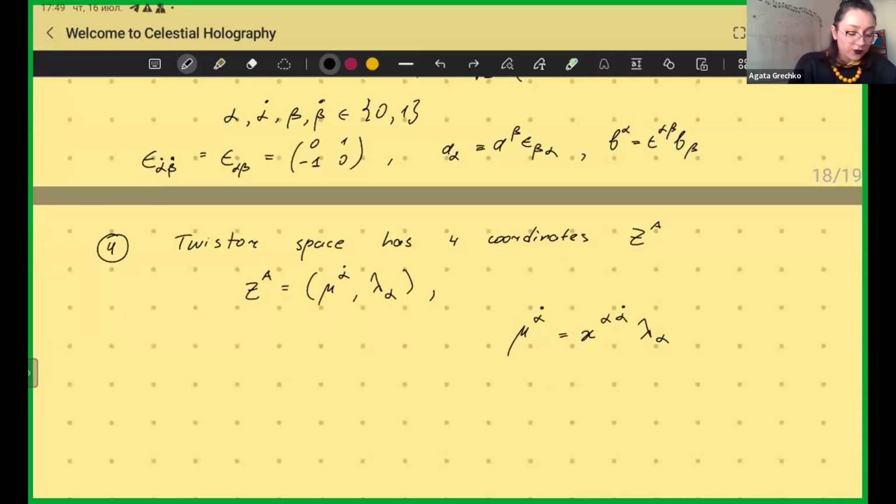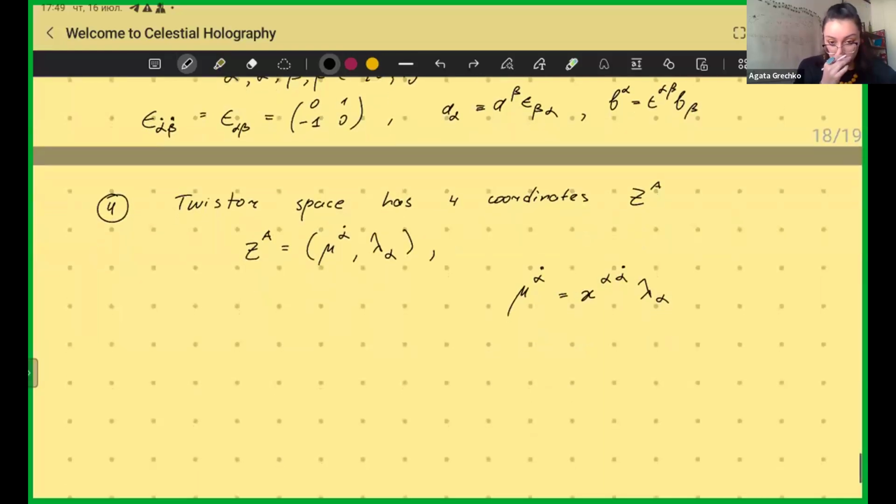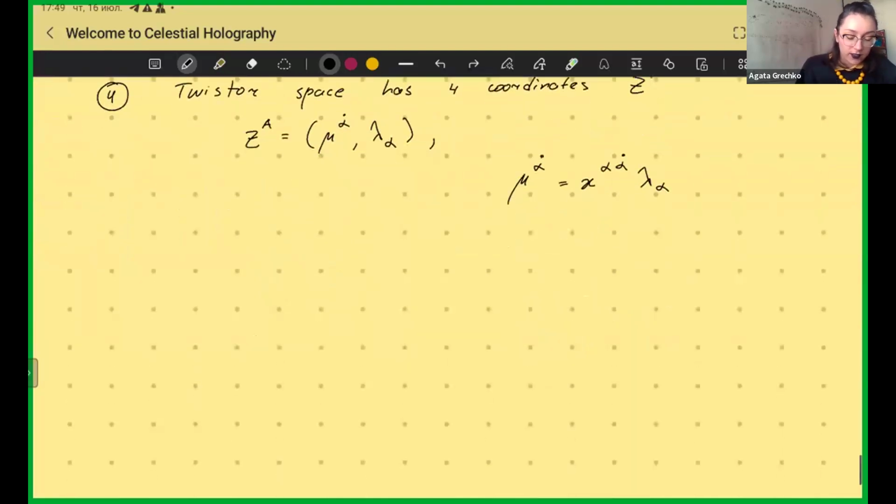And now, to see the intuition behind the connection of the W1+infinity algebra with twistors, let's take a little step back and see how it is connected with W1+infinity.